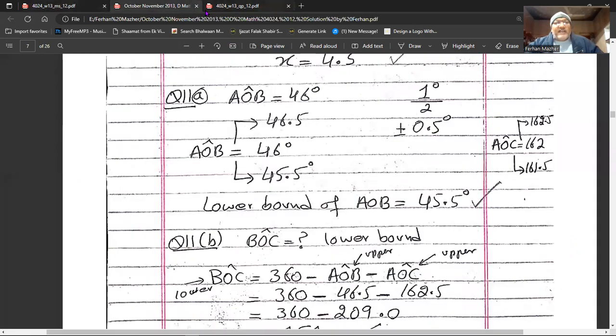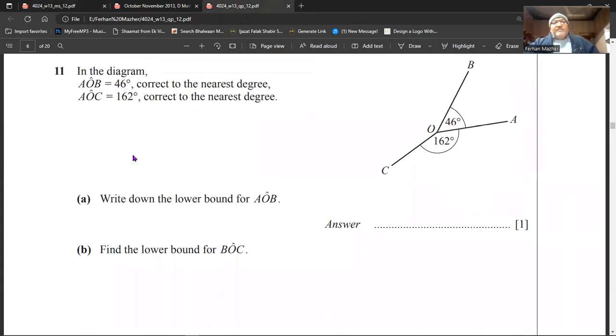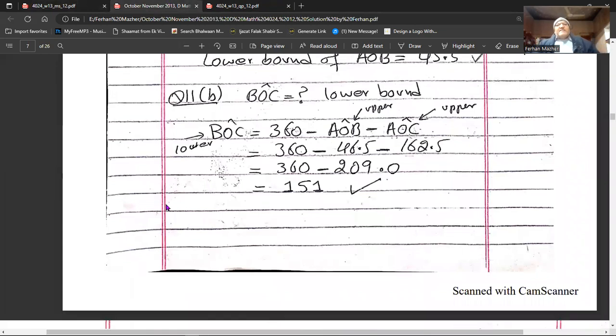Okay, so then they say B part, he says find the angle BOC. BOC is this angle. They want me to find out this angle. So this angle will be 360 minus the AOB angle minus the AOC angle, because he wants me to find out the lower bound of the BOC. So the BOC angle will be equal to 360 minus AOB angle minus AOC angle, because they want me to find out the BOC angle's lower bound.